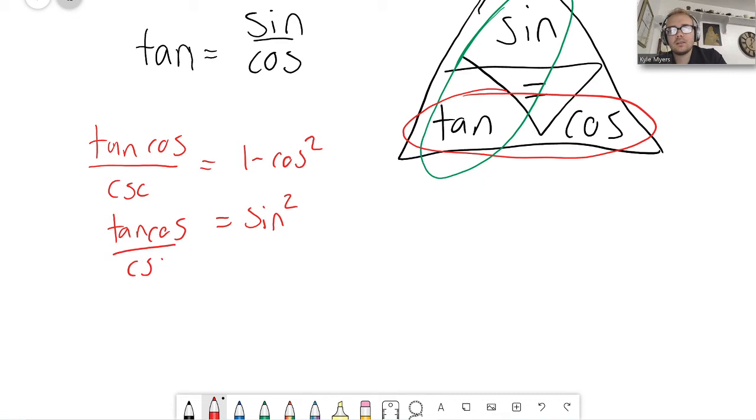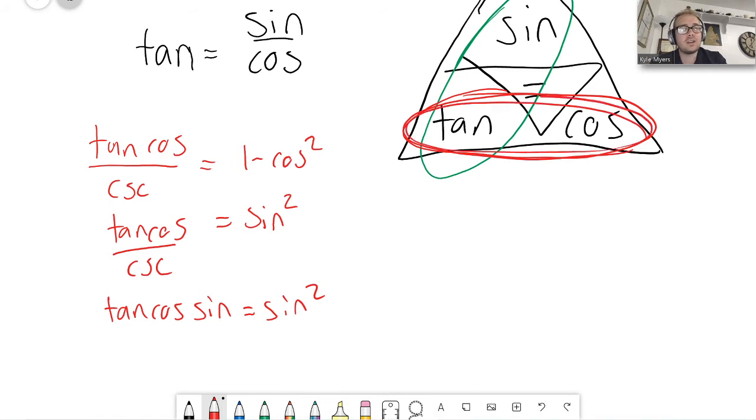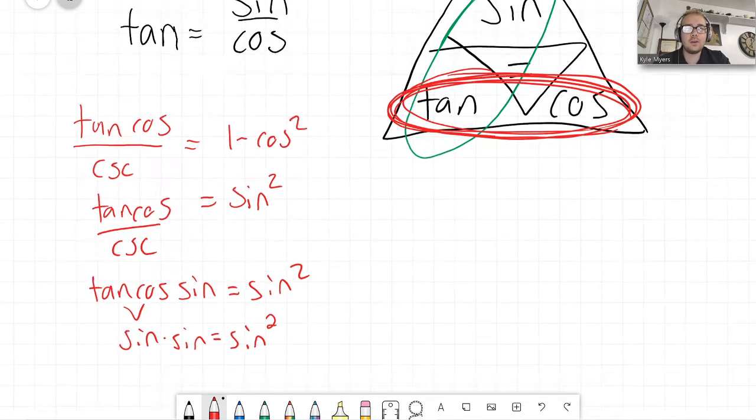Cosecant is 1 over sine, so this would be tangent cosine sine equals sine squared, and then you're stuck. You're like, oh, what do I do? Well, tangent equals sine over cosine, so if you make this little triangle, you can see tangent cosine equals sine. So this is sine times sine equals sine squared. And there we go. Now we've proven the identity.